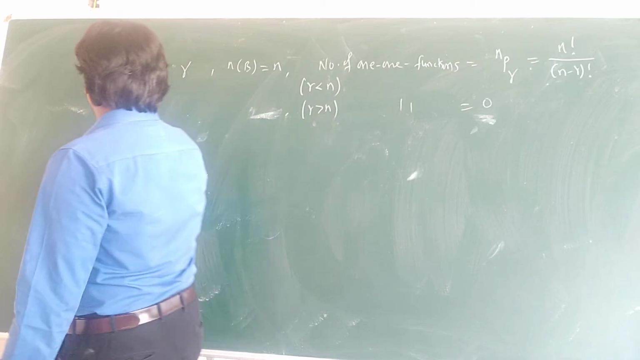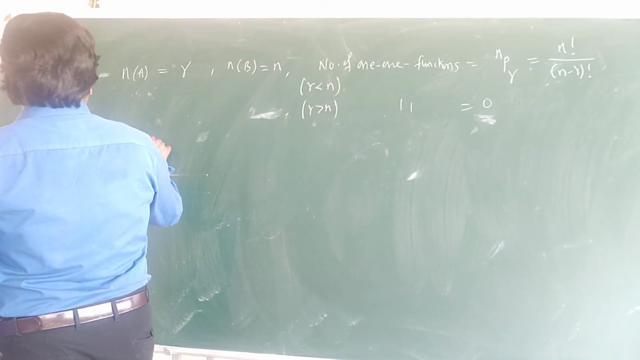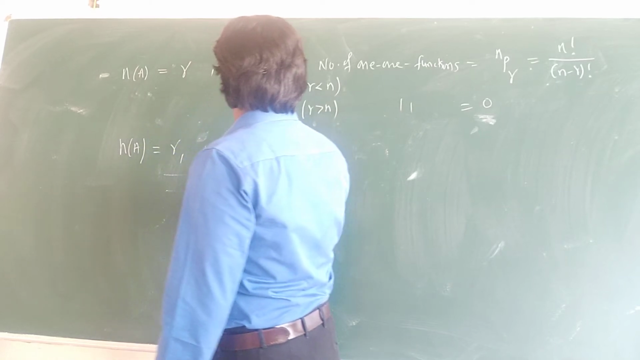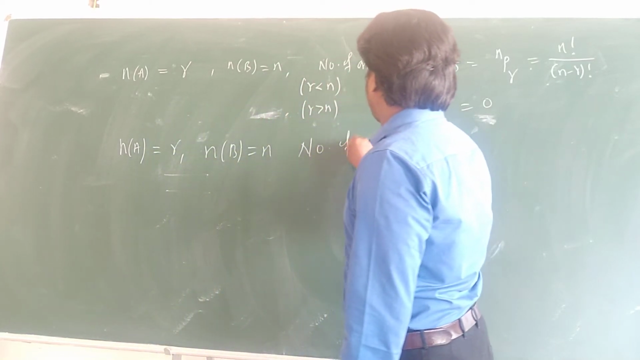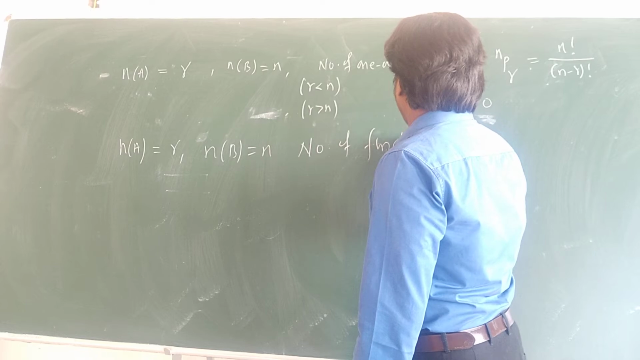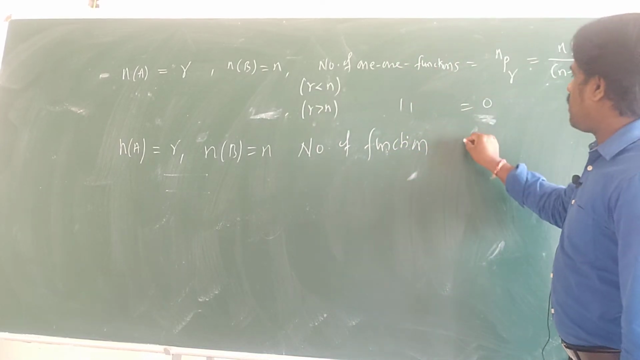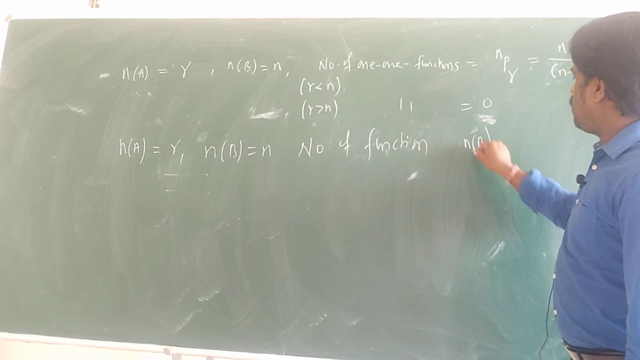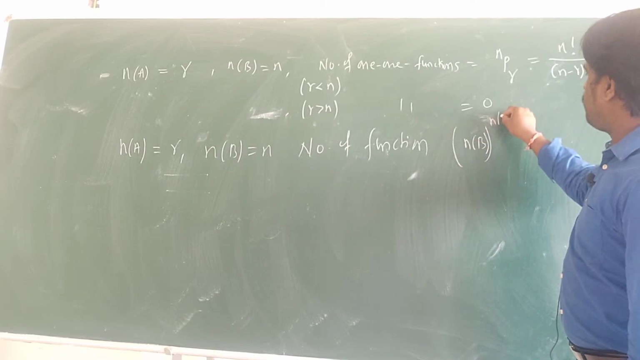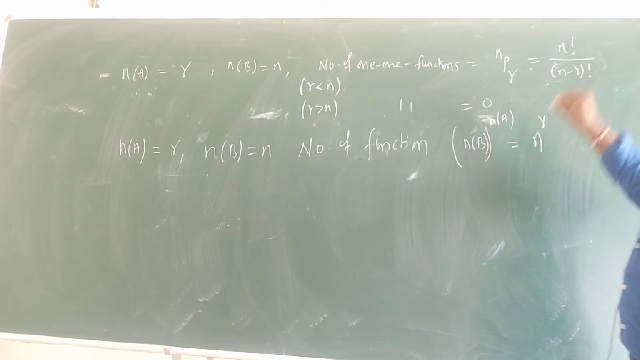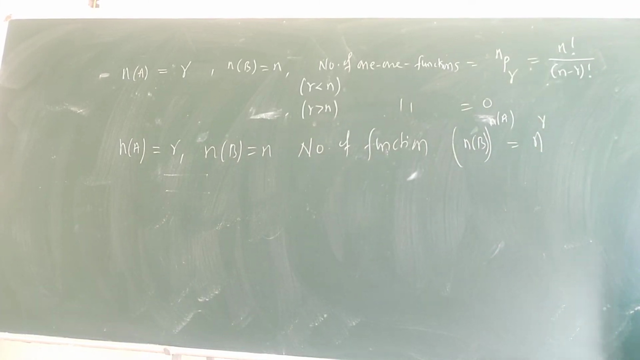Now, one more thing. Number of elements in A is equal to R, number of elements in B is equal to N. If you want to know how many functions are possible with these two sets, the formula is the number of elements of B to the power of the number of elements of A. It means N to the power of R. The number of functions formula is this.